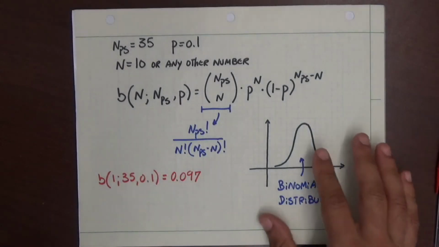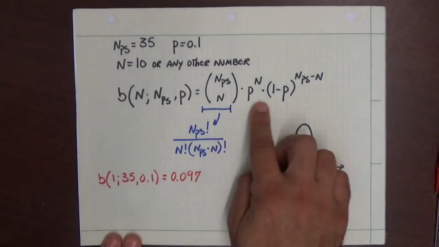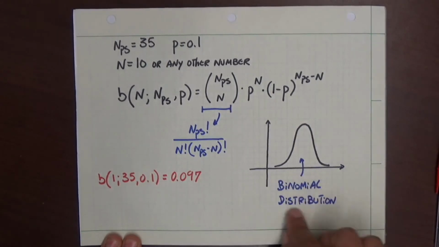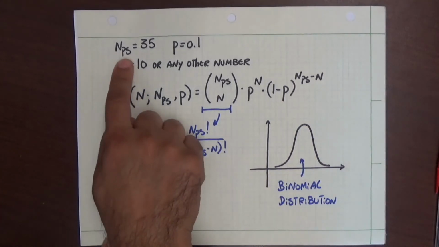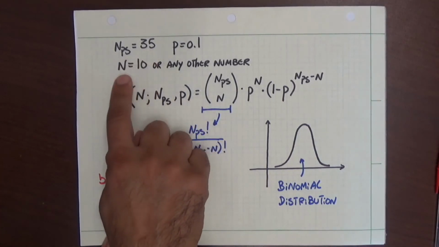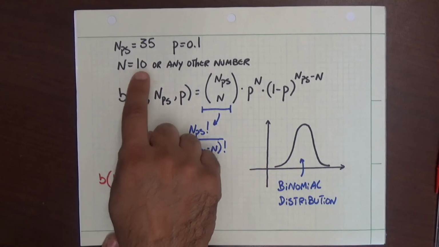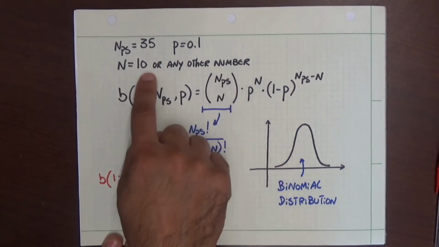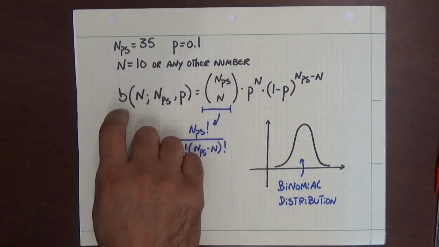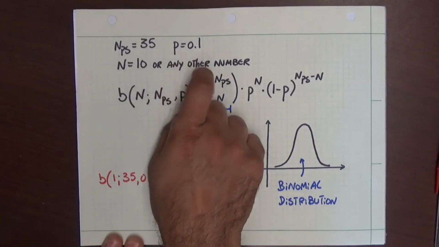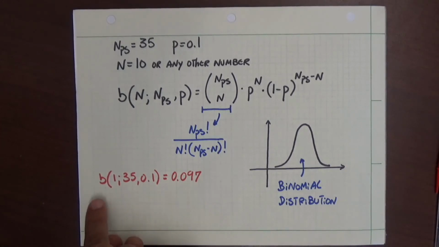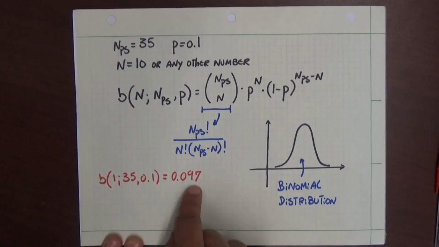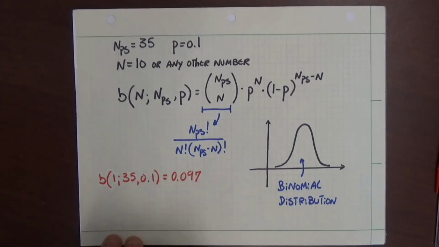Let's cover now why this multiplication here is called a binomial distribution. We have on this piece of paper all the information that we need. We have the maximum number of users, 35. We have the number of users that are transmitting, which is equal to 10 or any other number for which you want to find the binomial distribution, and the probability of 0.1 or 10%. I also have here the result of the binomial distribution when we have one active user among the 35 transmitting, which is 9.7%, and hopefully we get the same answer.